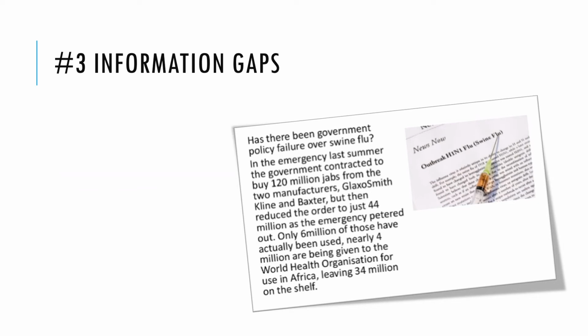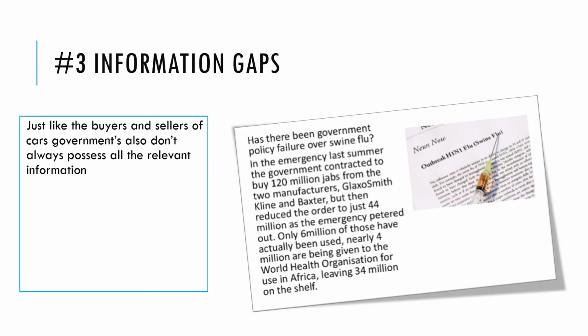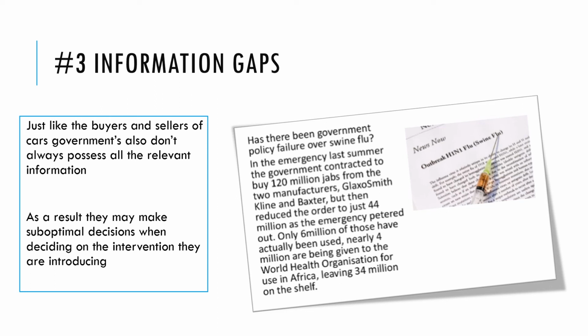Okay, the third one is information gaps. So just like the buyers and sellers of cars, governments don't always possess all the relevant information when making decisions. So as a result, they may make suboptimal decisions when deciding on the intervention they're introducing. So they may introduce a tax that's too high for the negative externality that they're trying to address. Or they may subsidize a product that they think has positive externalities, but maybe it doesn't.